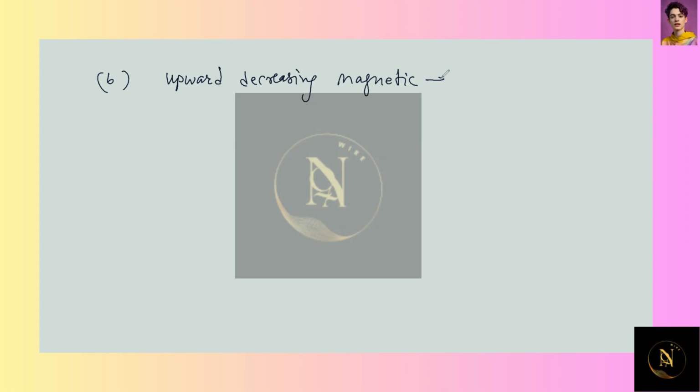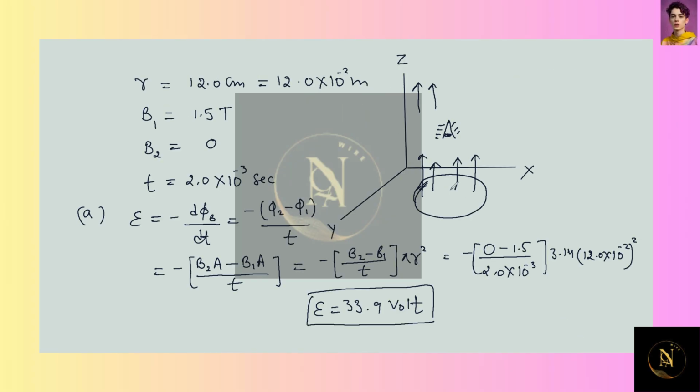So as per Lenz's law, the induced magnetic field should be in a direction opposite to this. So it should be upward increasing. So the induced magnetic field should be coming out of this loop and in an increasing way, it should be increasing.